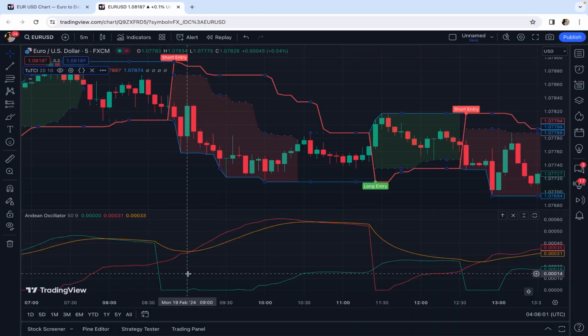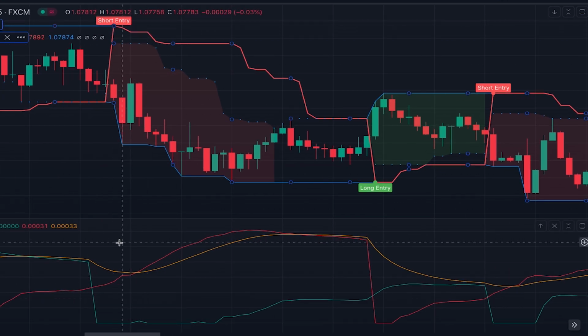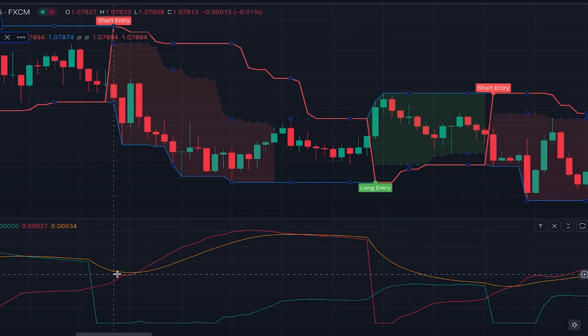Alright, trading based on this scalping strategy is very easy and you just need to be focused on the signals and your entry, stop loss, and profit. When we have a short position signal here, we check Andean oscillator. If red line is already above the orange line, we enter a trade. If not, like this case, we wait to see if it crosses above the orange line or not.